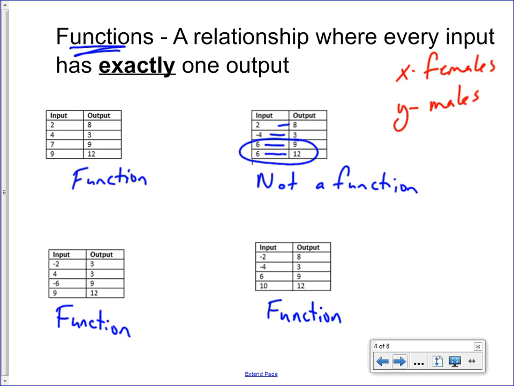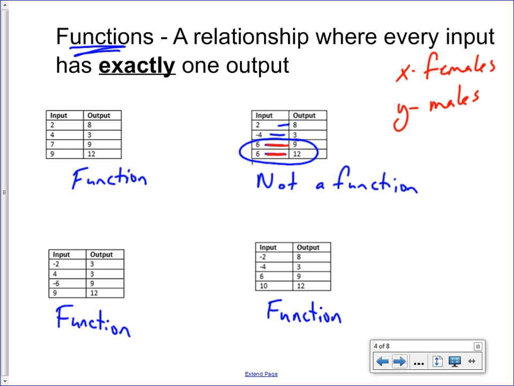So on the first one, we got different couples. We got 2 with an 8. We got a 4 with a 3, 7 with a 9, 9 and 12. Nobody's cheating. Nobody's double crossing anybody there. So it's a function. The second one, we can see the ones that I have circled. The 6, that females with a 9, and then that females with a 12. So this one, we got a cheater here. Number 6 is a cheater, so we'd say that that's not a function.